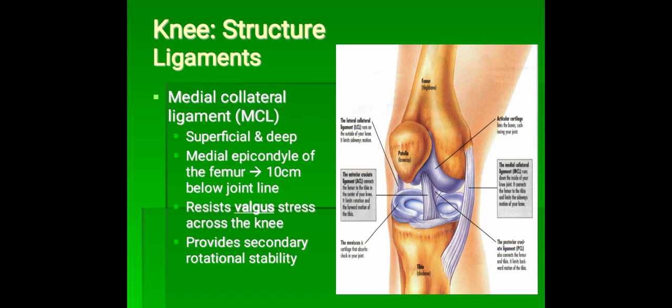The medial collateral ligament is a broad ligament, and its superficial layer arises from the medial epicondyle and fans out over the medial side of the tibia, where its posterior border blends with the capsule of the knee joint, while its deeper layer originates with the superficial layer and inserts into the medial meniscus just above the knee joint line, which acts to stabilize the fibrocartilage. The medial epicondyle of the femur is about 10 cm above the joint line. It resists valgus stresses across the knee joint, which provides secondary rotational stability.